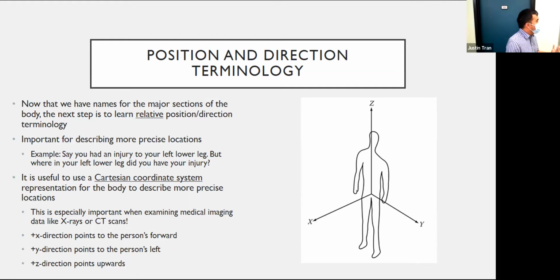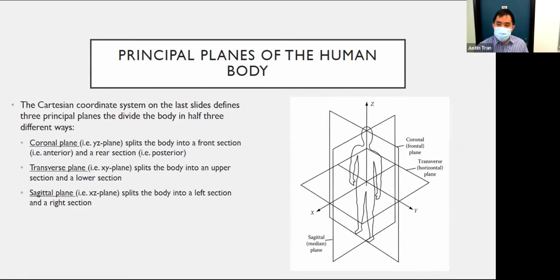And so just like we usually do in a lot of engineering situations when we need to talk about position, it's useful to have a coordinate system. In this particular case, we have a Cartesian coordinate system, right? Where we have the X, Y, and Z coordinates. Okay? So the Z direction is pointing up and down on the person's body. The X direction is pointing forward and back, and the Y direction is pointing to the left and the right. Okay. And then using that coordinate system, we can define what are called the principal planes.